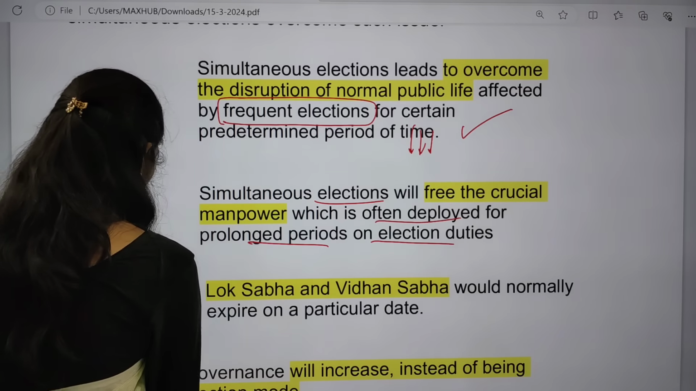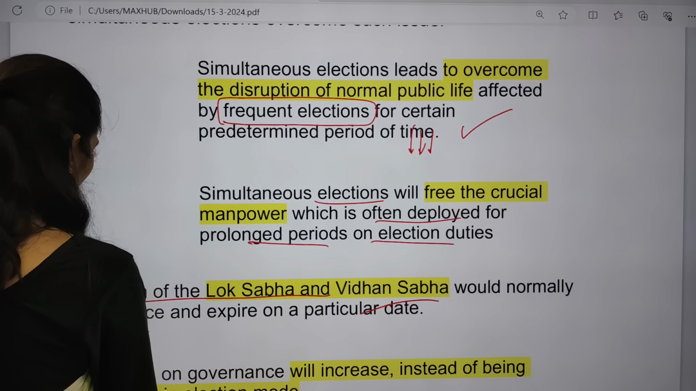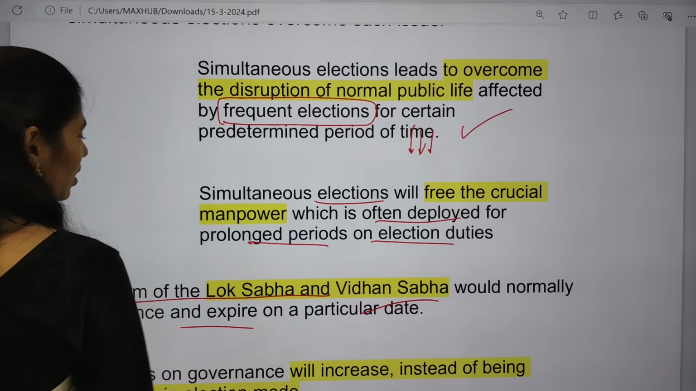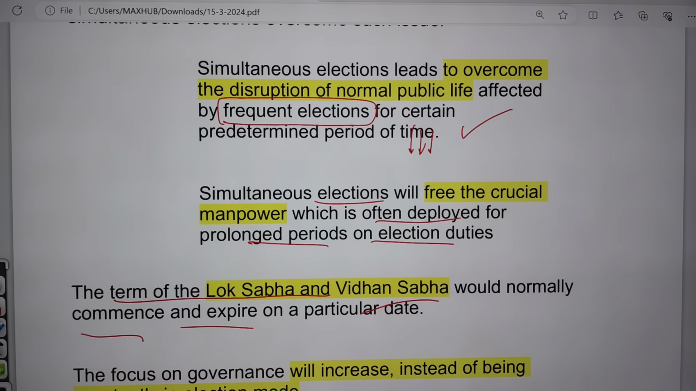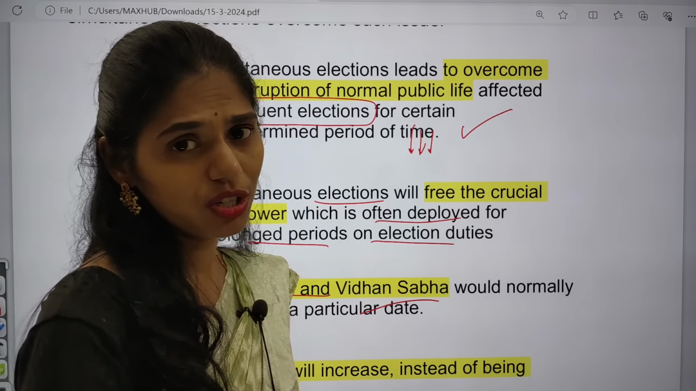And the next one is that the terms of Lok Sabha and Vidhan Sabha would normally commence and expire on a particular date, as they will have a time period of 5 years.